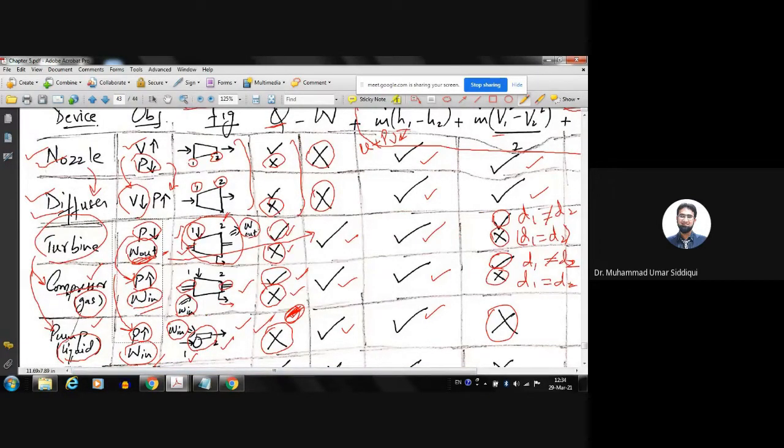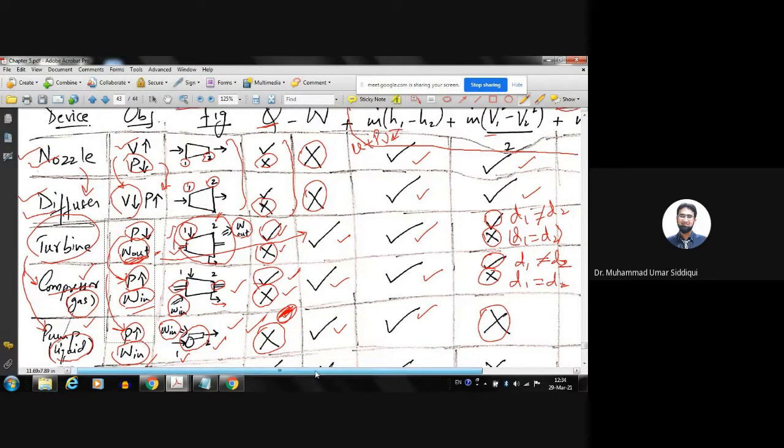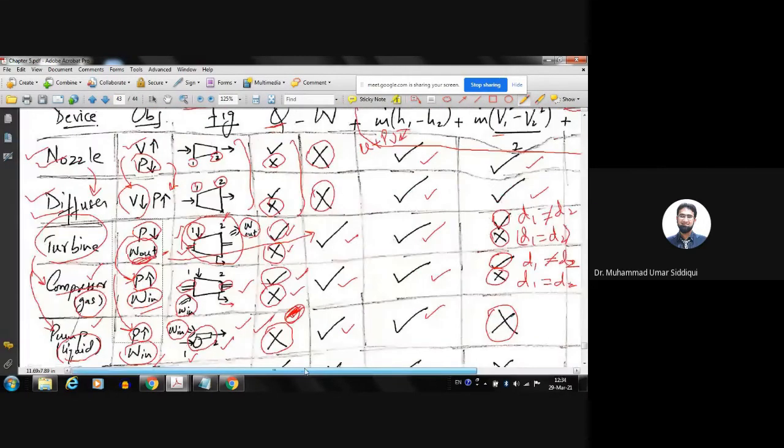And the difference between compressor and pump is that a compressor is used for gases and cannot be used for liquids, and a pump is used for liquids and cannot be used for gases. So that's about these devices. Anybody want to ask anything so far? Is everything clear or not?